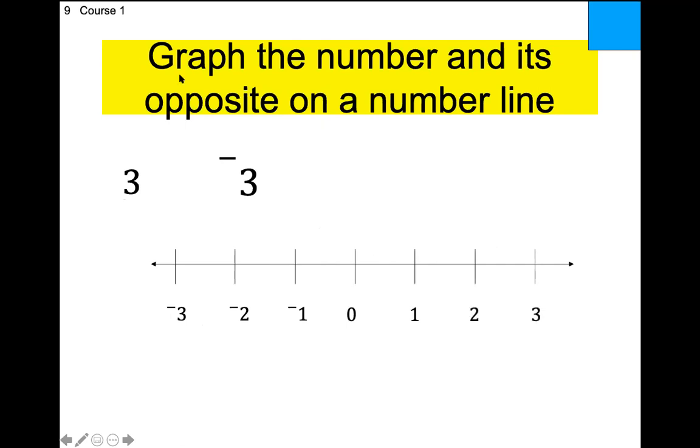Don't forget, we're asked to graph both numbers, so we would need to put both of these numbers as circles filled in on your number line. Okay? Well, there you go. There was game number 2 of 3. Questions on this one? No.